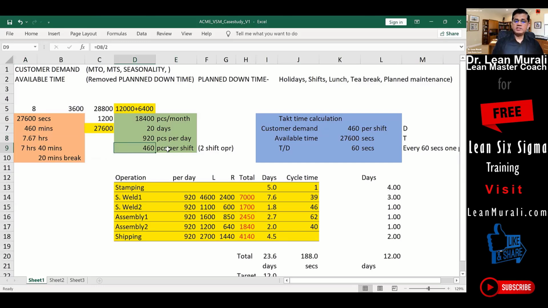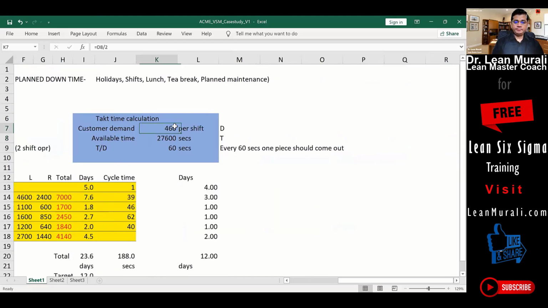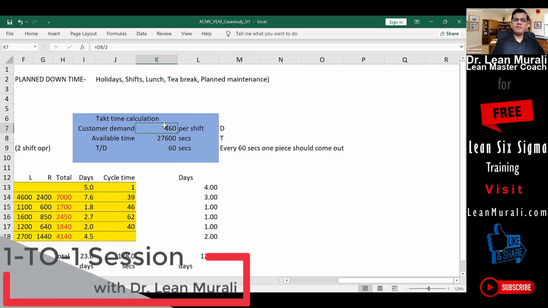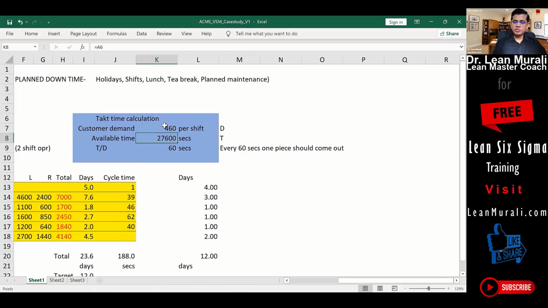Once we know that 460 pieces are required per shift or 920 pieces per day, we calculate the takt time. Takt time is nothing but the available time divided by the customer demand. You can put the customer demand per day as 920 and the available time as 27,600 into 2, or I have just calculated 460 per shift and 27,600 seconds available in a shift, and hence the takt time is 60 seconds.